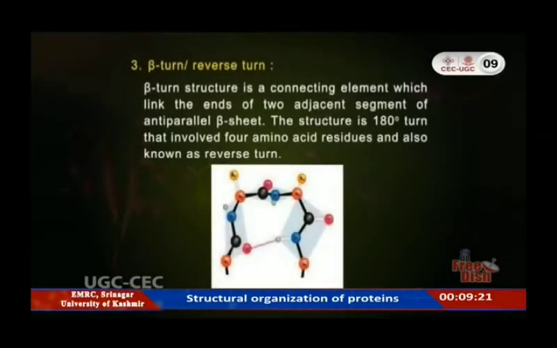Number 3 is the beta turn, also known as the reverse turn. Beta turn structure is the connecting element which links the ends of two adjacent segments of antiparallel beta sheets. The structure is a 180-degree turn that involves four amino acid residues and is also known as the reverse turn.